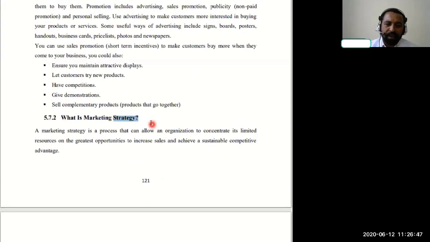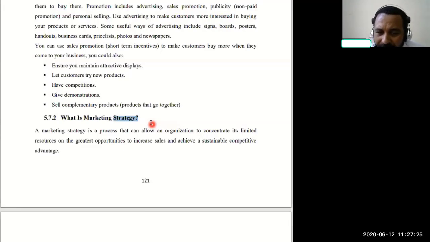You may be familiar with what strategy is. Simply, marketing strategy is the process that can allow an organization to concentrate its limited resources on the greatest possibilities or opportunities to increase the sales. The ultimate objective of any business organization is profit. So profit is achieved by increasing the sales of the organization.